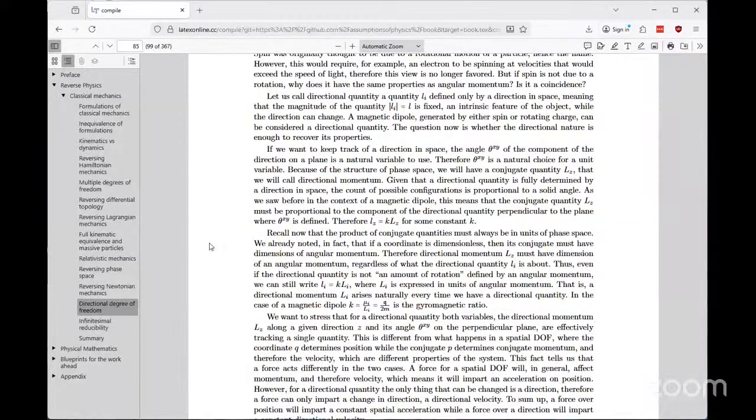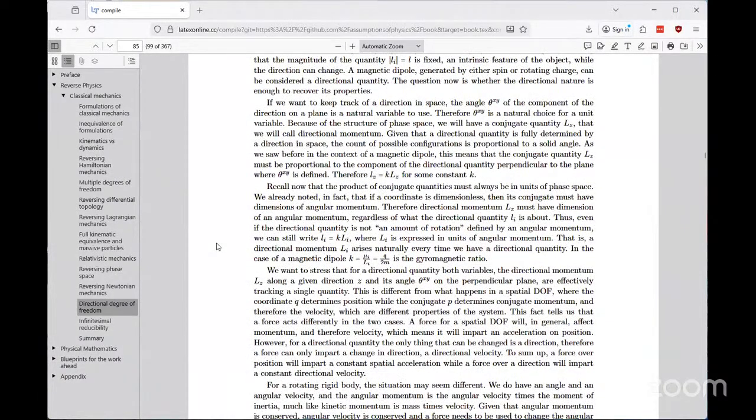Recall now that the product of conjugate quantities must always be in units of phase space. We already noted, in fact, that if a coordinate is dimensionless, then its conjugate must have dimensions of angular momentum. Therefore, directional momentum, big L_z, must have dimensions of an angular momentum, regardless of what the directional quantity little l_i is about. Thus, even if the directional quantity is not an amount of rotation defined by an angular momentum, we can still write little l_i equals k big L_i, where the big L_i is expressed in units of angular momentum. That is, a directional momentum L_i arises naturally every time we have a directional quantity.